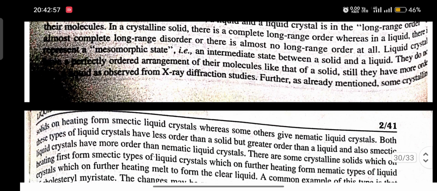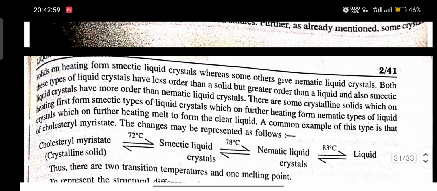Further, as already mentioned, some crystalline solids on heating form smectic liquid crystals, whereas some others give nematic liquid crystals. Both these types of liquid crystal have less order than a solid but greater order than a liquid. Also, smectic liquid crystals have more order than nematic liquid crystals.